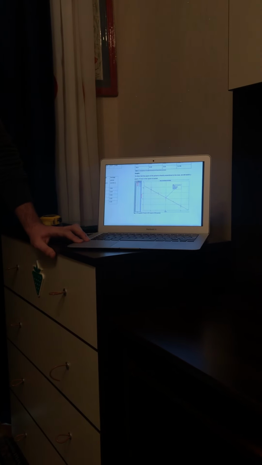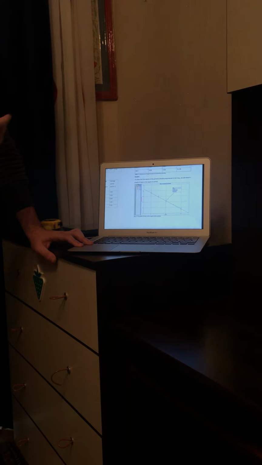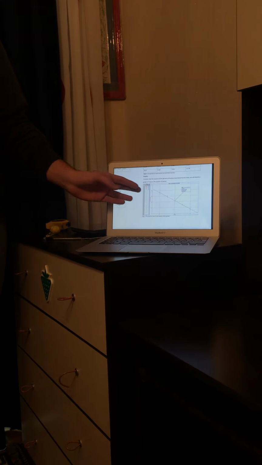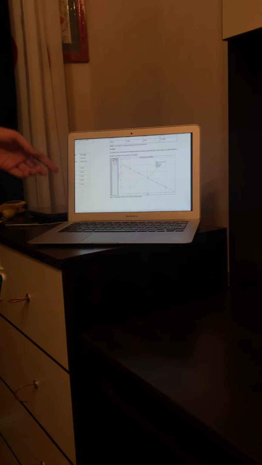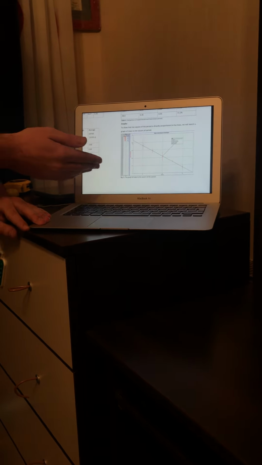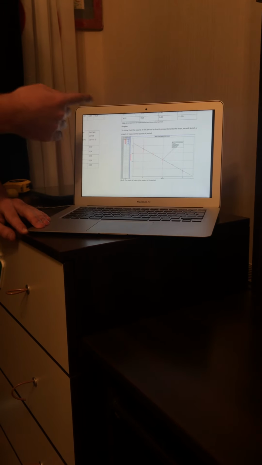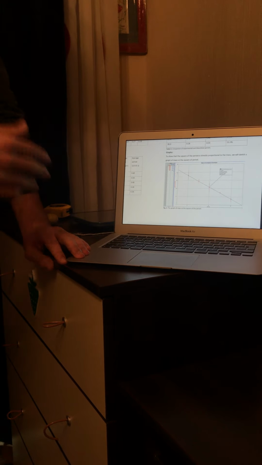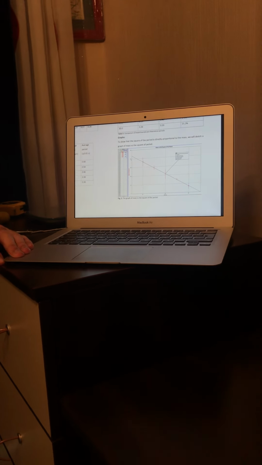This graph is mass versus the square of the period. As you can see, it's a linear graph, and they are inversely proportional: for example, when the mass increases, the square of the period decreases in the same proportion.